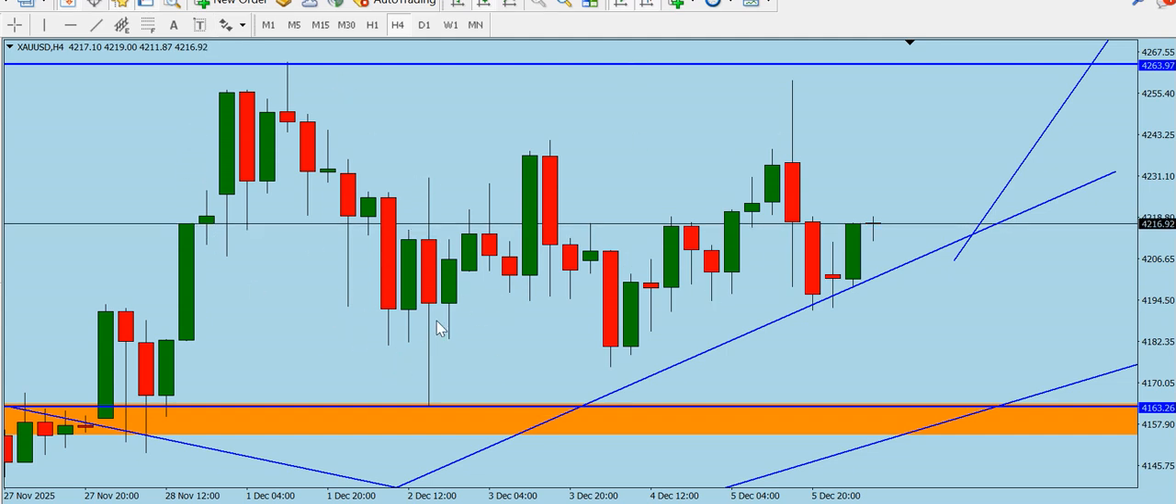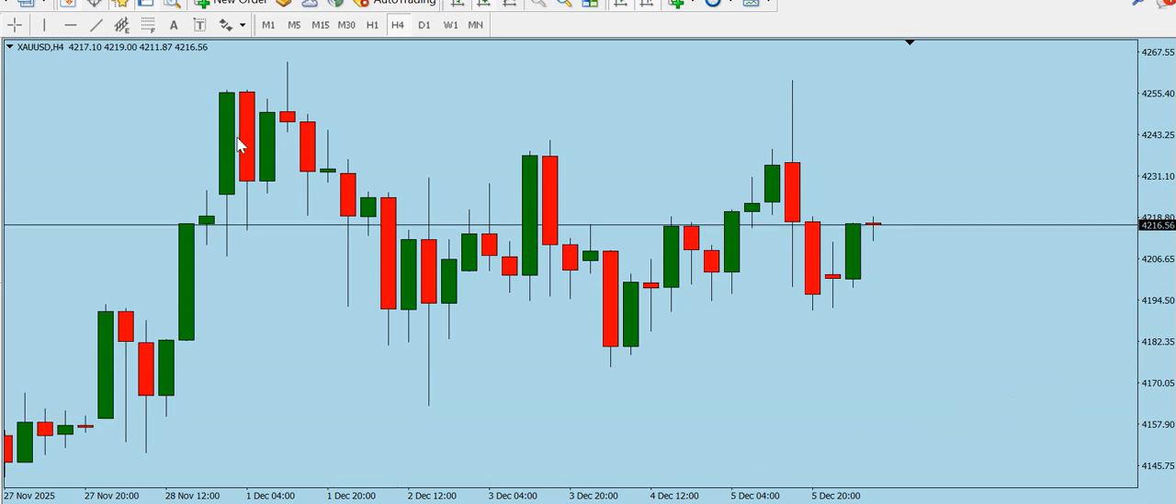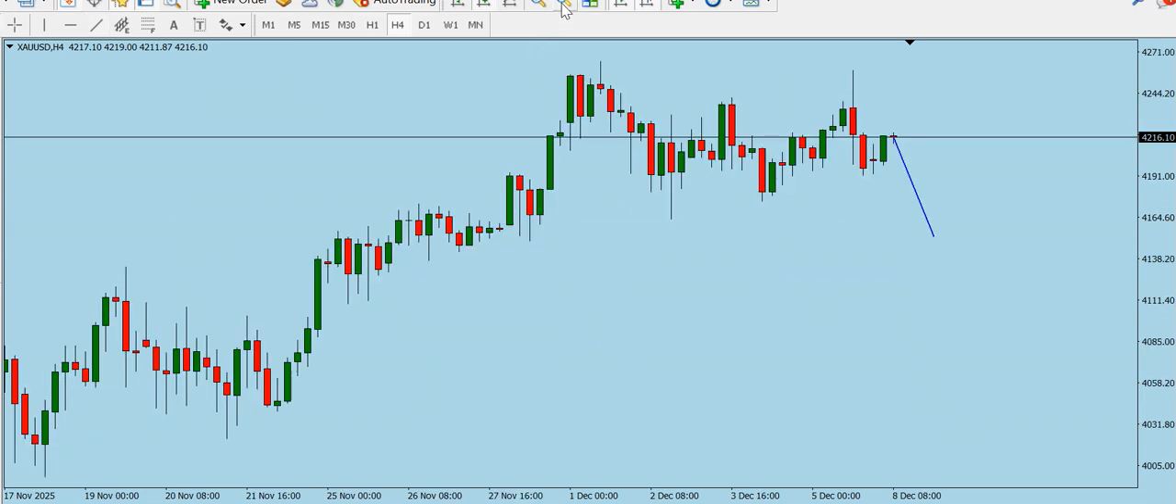All right, we expect price to break above the range or break below the range. Break above the range, we see price going upwards. Break below the range, we see price dropping. That's for the 4-hour time frame.